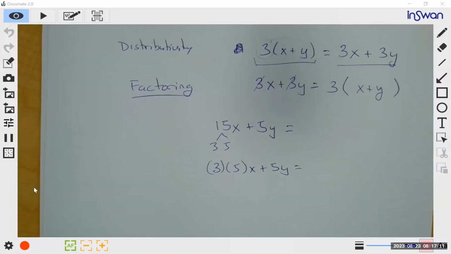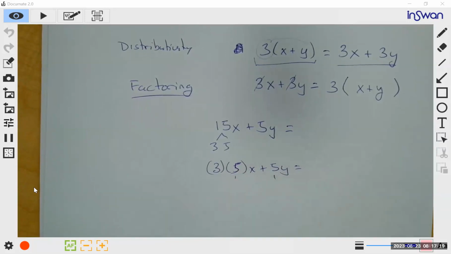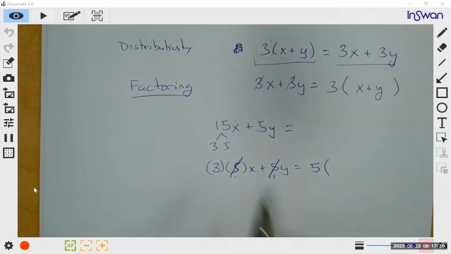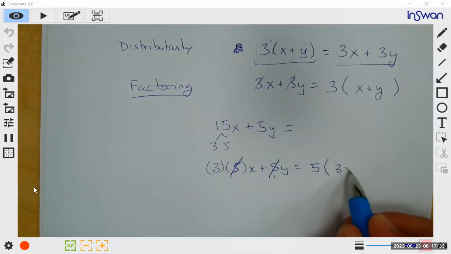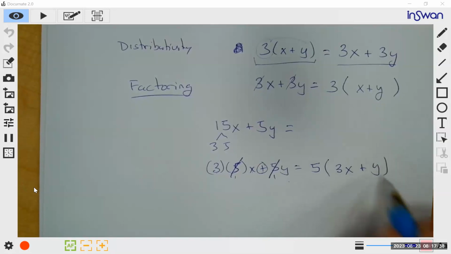Now what do they have in common? They both have a 5. Since they both have a 5, I can take it out. So I take out the 5. What do I have left? 3x plus y. Again, we're going to spend a whole bunch of time in the semester doing this, but this is the beauty of this property. It helps get rid of parentheses. It helps you put parentheses in where you need them.